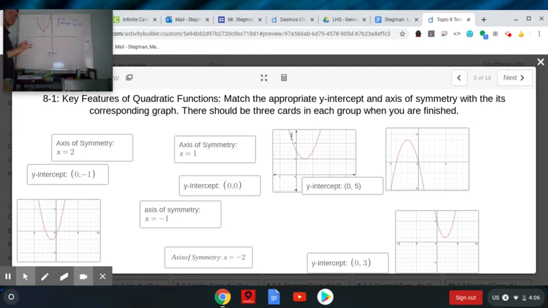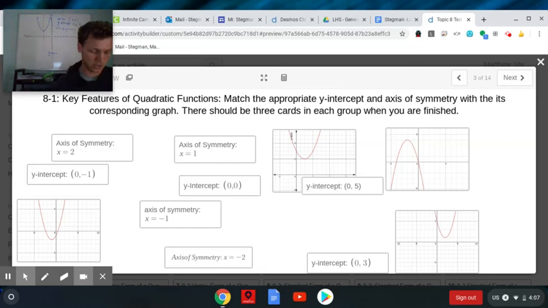Now the key thing with the axis of symmetry is that it is a line. But the easiest way to remember how to write the axis of symmetry is because the line goes through the x-axis, my axis of symmetry is x equals whatever x value it goes through. And so in this case, the axis of symmetry is x equals -3.